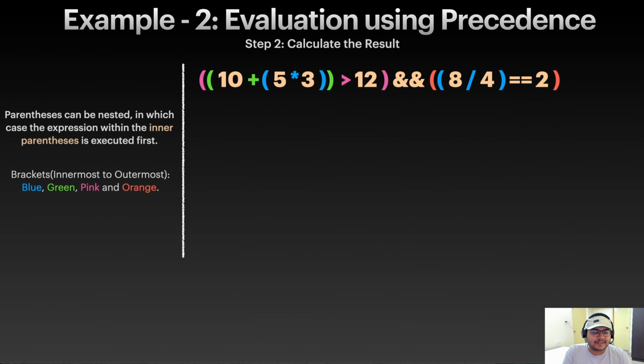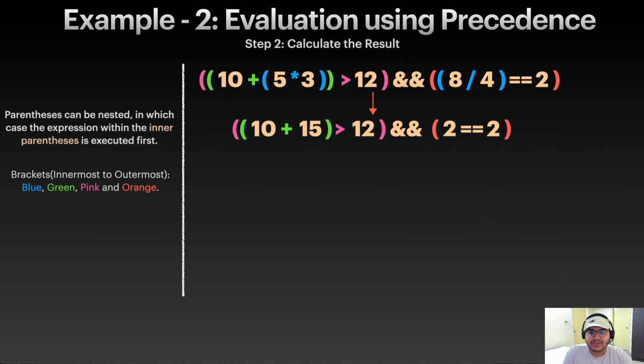Now, to solve the expression, start from the innermost brackets and move towards the outermost brackets. First, solve the blue brackets. 5 multiplied by 3 is 15 and 8 divided by 4 is 2. You can solve similar color brackets in parallel. Next, solve the green brackets. 10 plus 15 returns 25. Then solve the pink brackets.